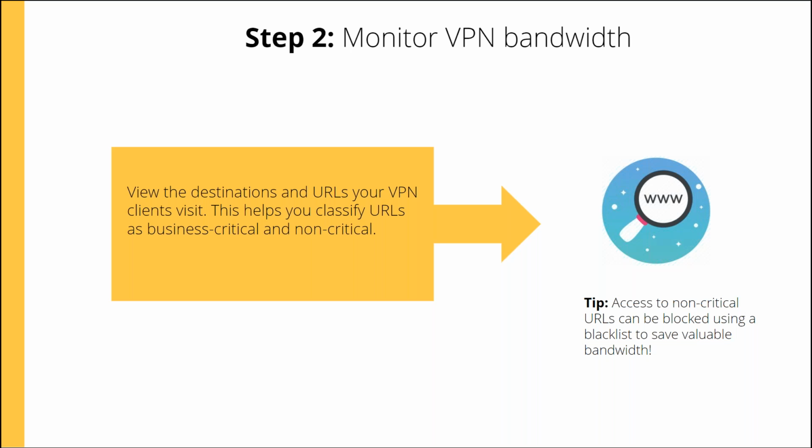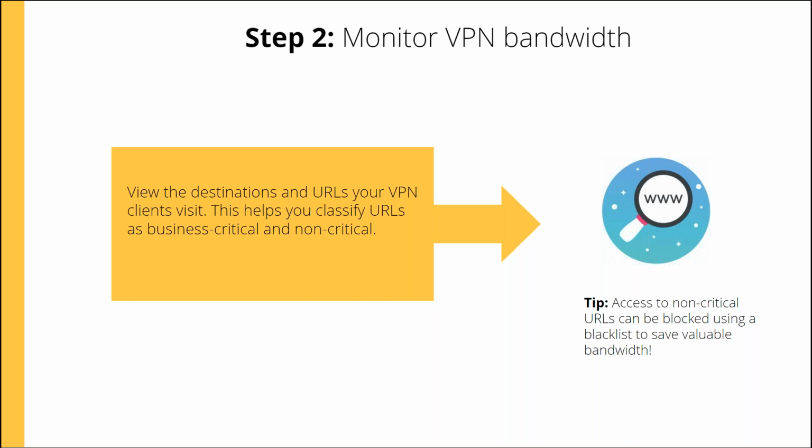Monitoring the VPN bandwidth is very important. It is very important to know which users are connected to the VPN, how much bandwidth they are using, for what purpose they are using it, for how long they have been connected, and if it is active or dormant. If a user is connected more than expected, that means the user has forgotten to turn off the VPN after the office hours or after the required usage. So we can view the destinations and URLs your VPN clients visit. If we have a proper VPN monitoring tool in place, we can observe all these parameters.